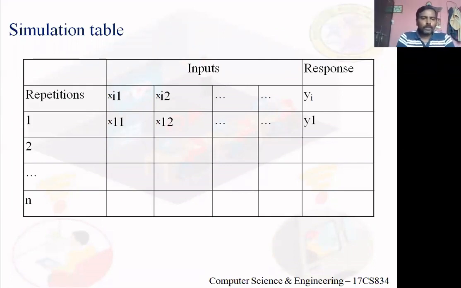So now, the first customer will arrive at time 0. Let xi1 represent arrival time, not inter-arrival time, arrival time of customers. Xi2 represents service time. So the first customer arrives at time 0. What is the service time? Let it be 10 minutes.